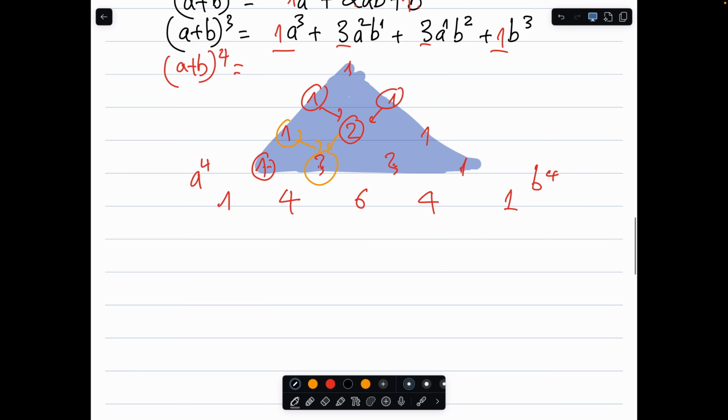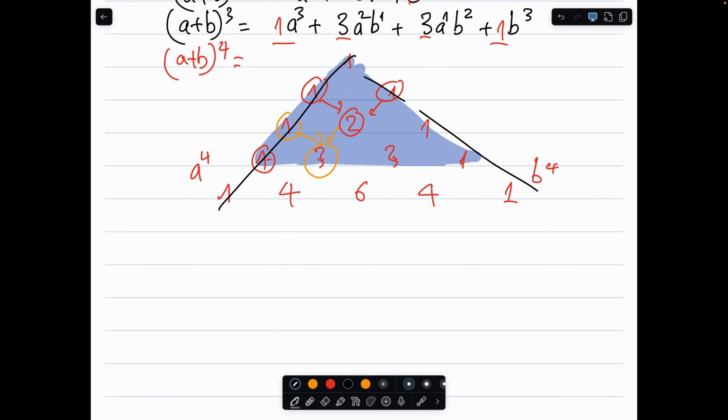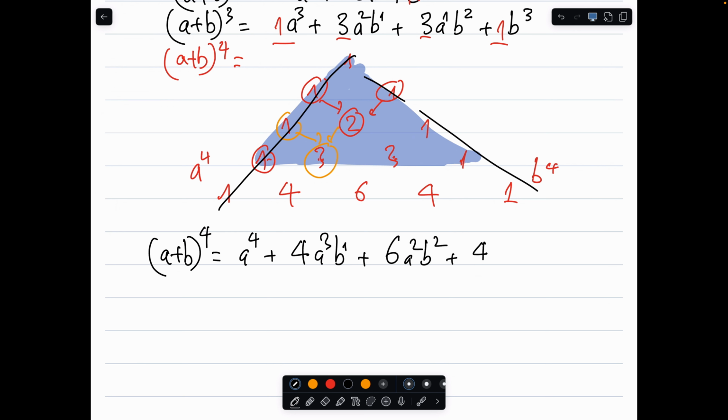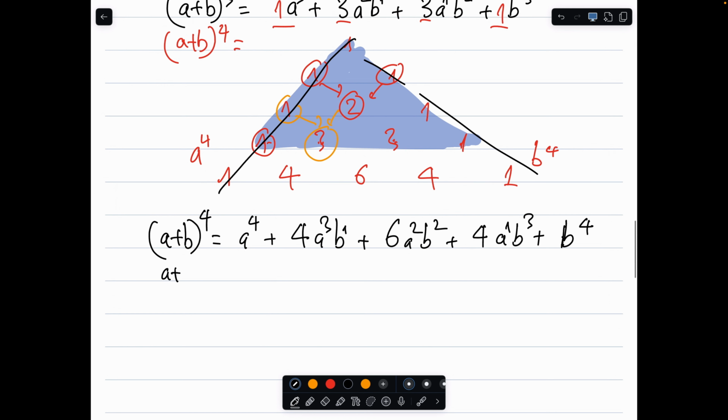Okay, so on this edge is only 1, right? Yes. So A plus B power 4 is easy. A power 4, 4A3 B, 6A2 B2, 4A1 B3 and B4. Okay, if you don't trust me, you can do the traditional way.